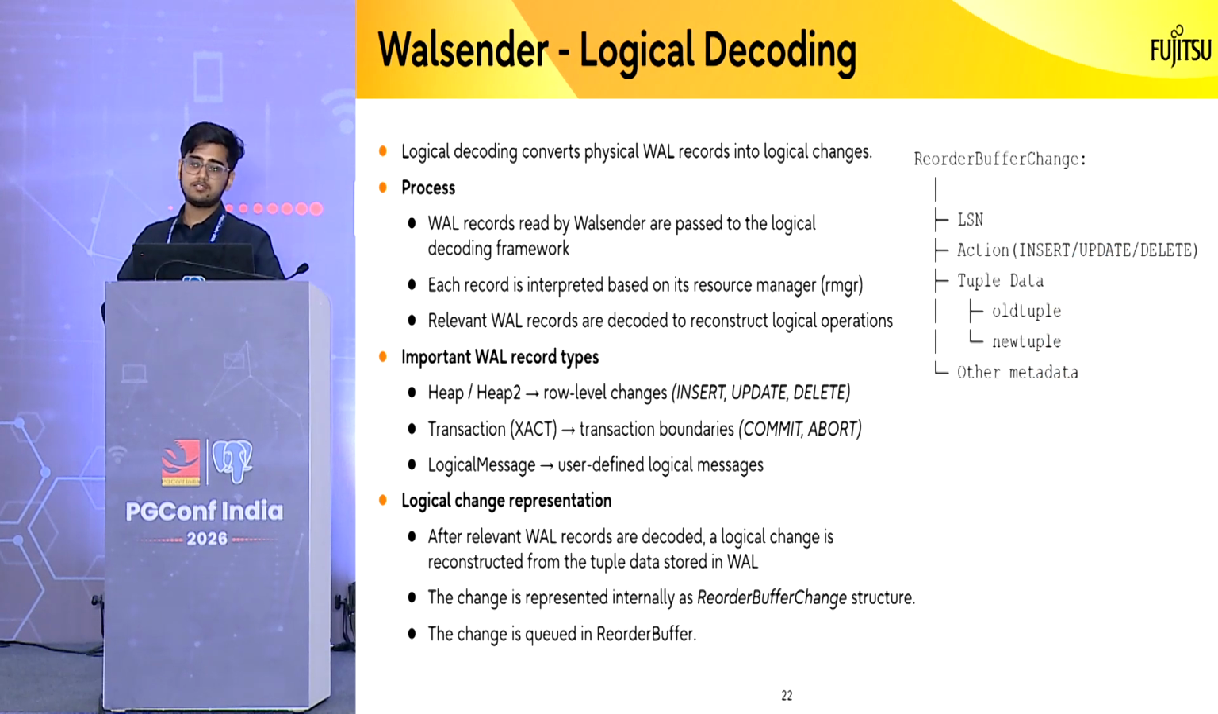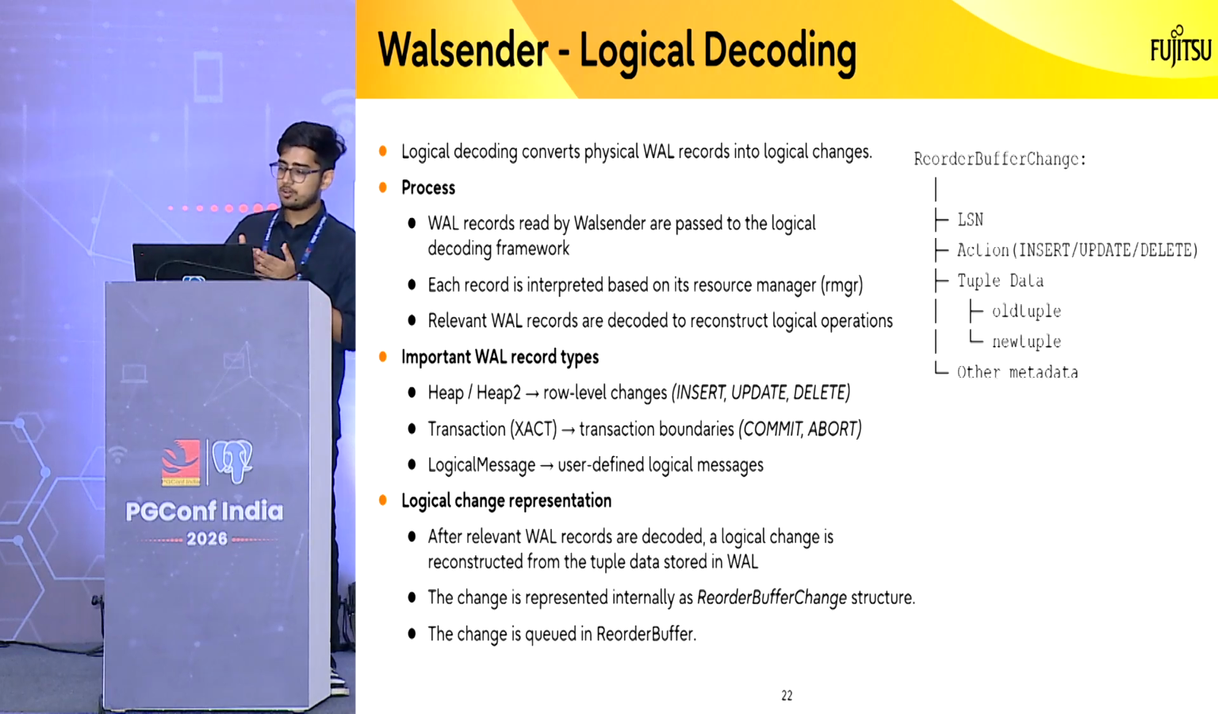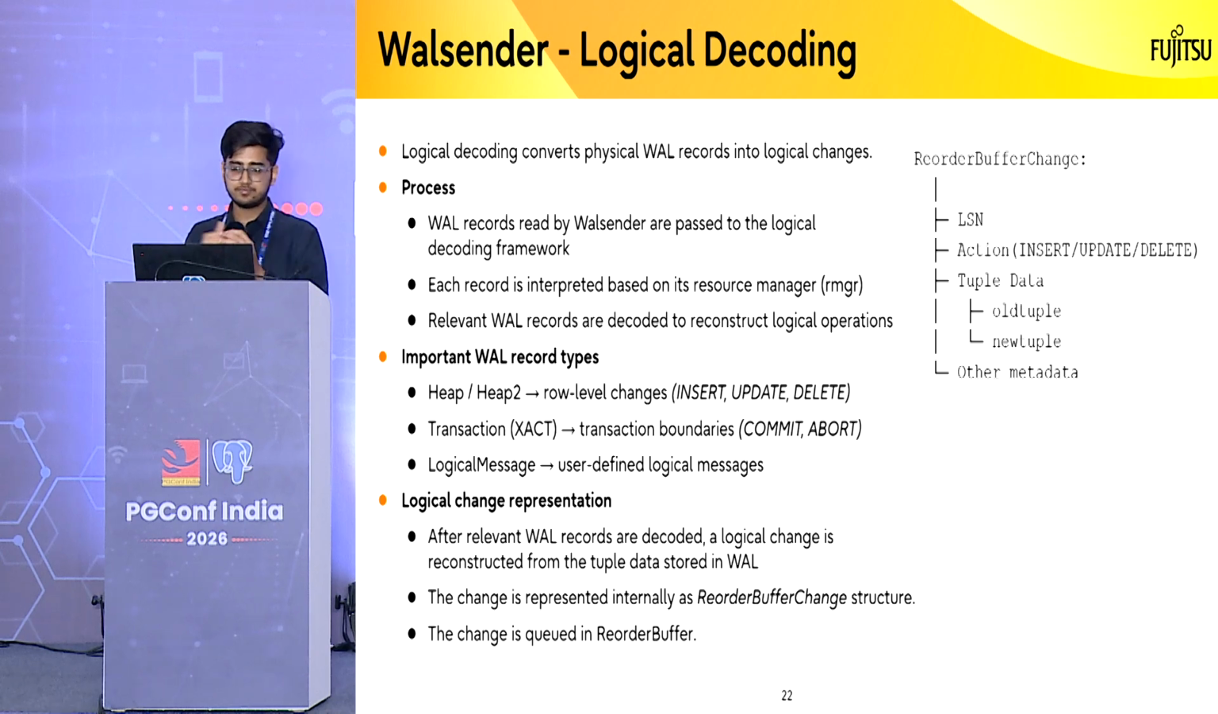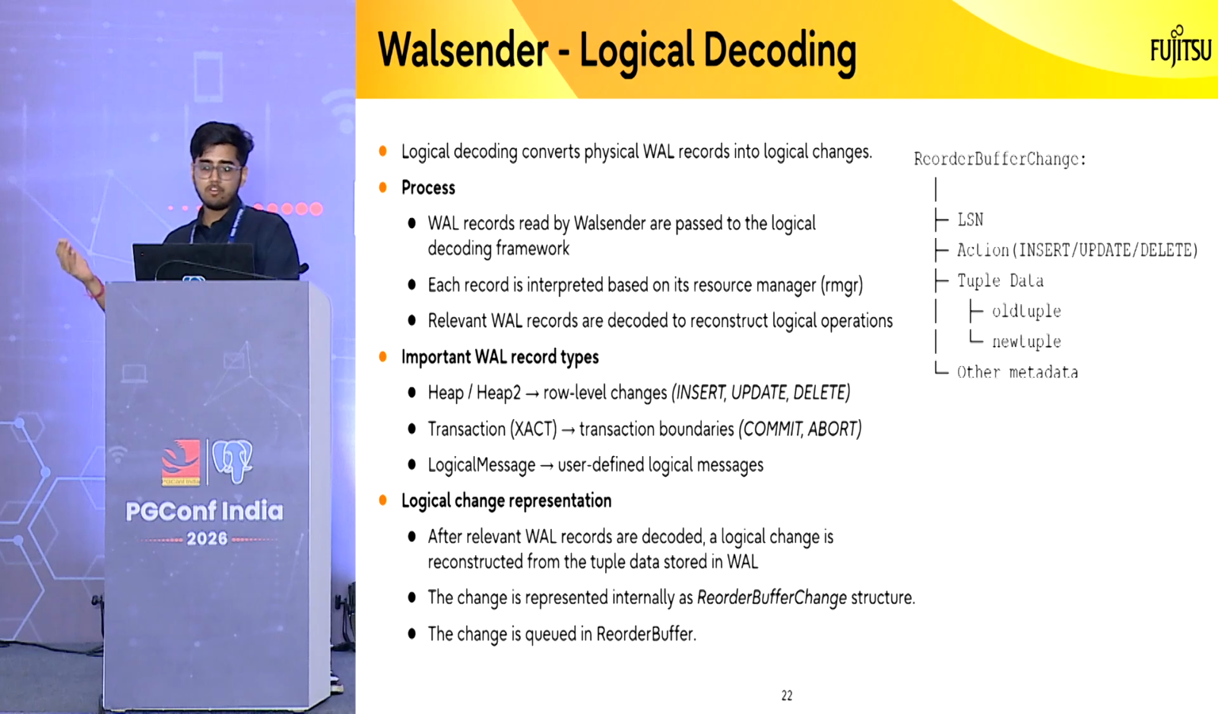So let's see about logical decoding. Logical decoding converts the physical WAL records into logical changes. Once the WAL records are read by the WAL sender process, they are passed through the logical decoding framework, and each record is interpreted based on the resource manager which generated that WAL record. There are different types of resource managers, and for logical decoding we only decode some particular types of WAL records which are generated by resource managers.